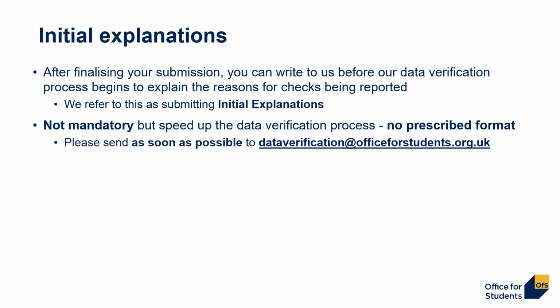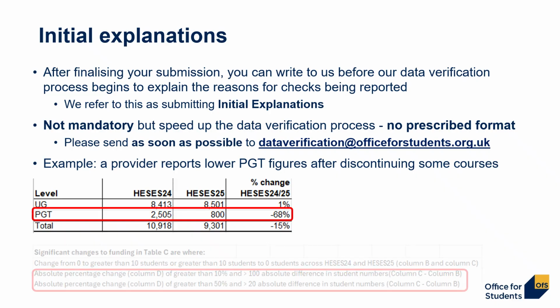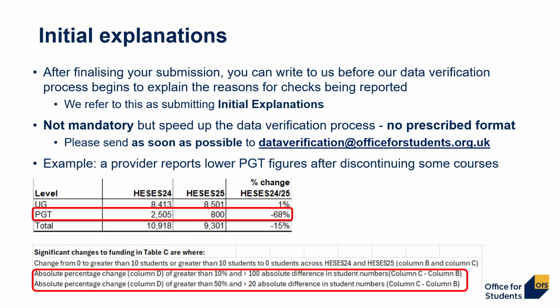dataVerification@officeforstudents.org.uk. As an example, a provider may have discontinued some postgraduate taught courses, substantially reducing the count of PGT years of engagement in comparison to last year. Here we can see this drop when judged against the criteria for this table alongside it.